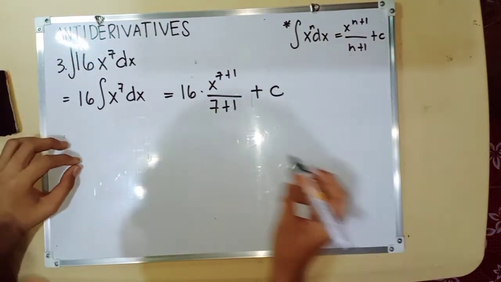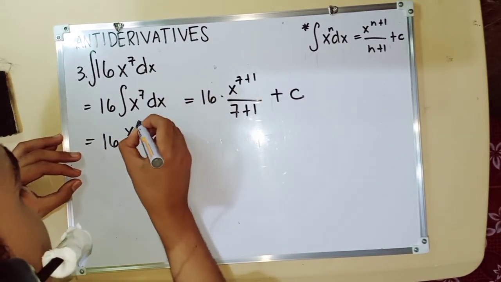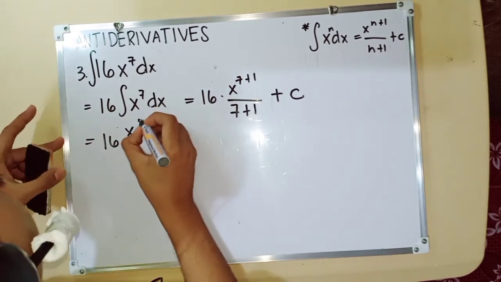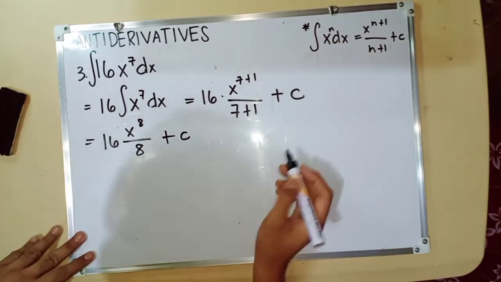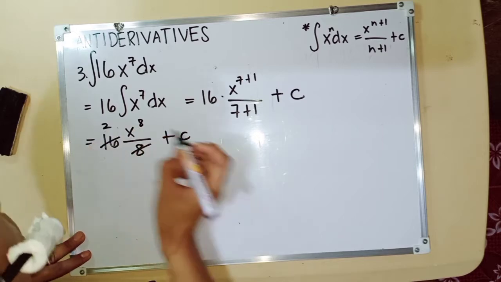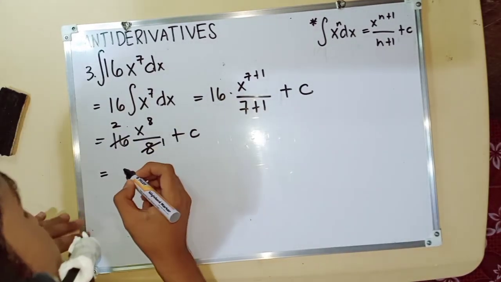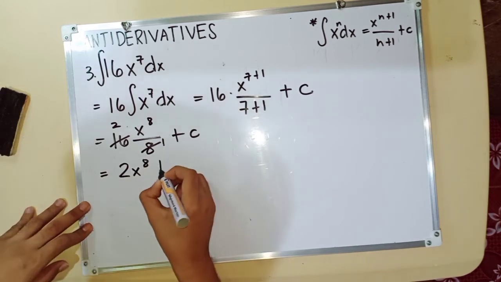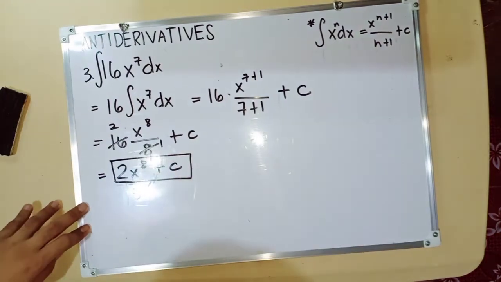So, i-simplify lang natin. 16 x raised to the power of 8 over 8 plus c. So, pwedeng ma-simplify itong 8 at 16. So, itong 16 ay magiging 2, at itong 8 ay magiging 1. So, ang final answer natin ay 2x raised to the power of 8 plus c. Ito na ang ating final answer.